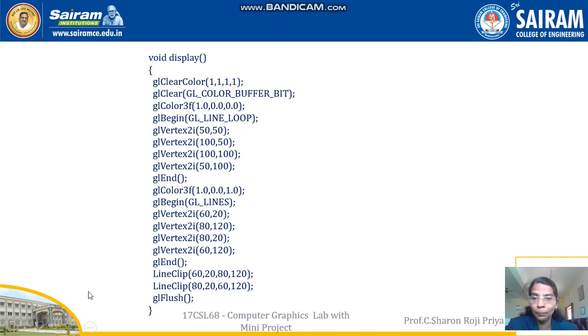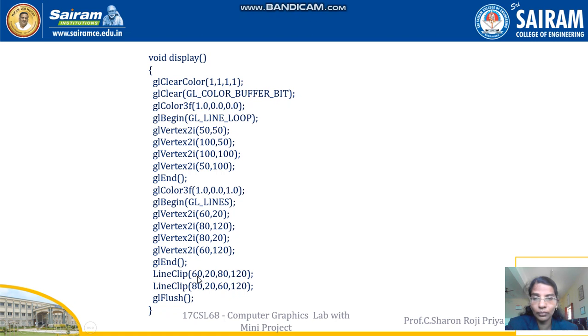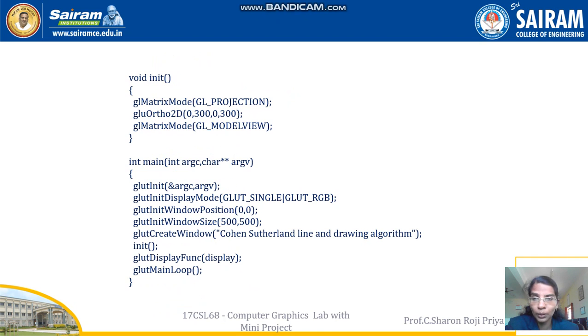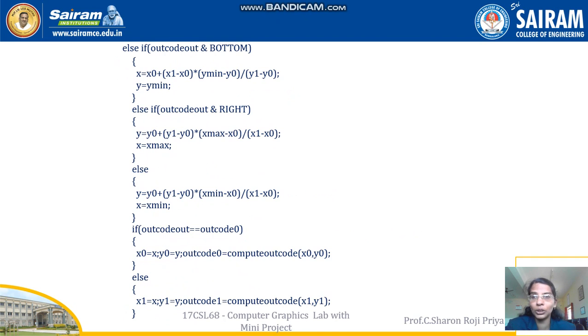Now in my display function, I am calling my line clip, right? So in line clip, I will be passing my first line. Since it is a 2D line, it will have an x and y value. So starting vertex 2 values, ending vertex 2 values, totally 4 values I will be passing to my line clip function, right? So 60, 20, 80 and 120. So these values will be given to my line clip function.